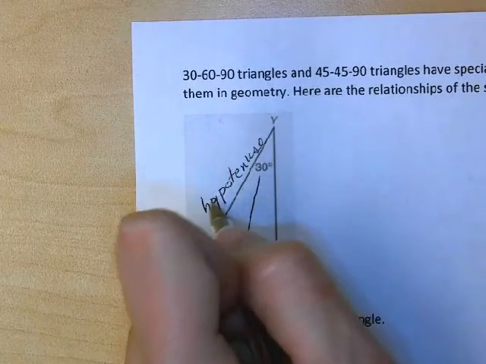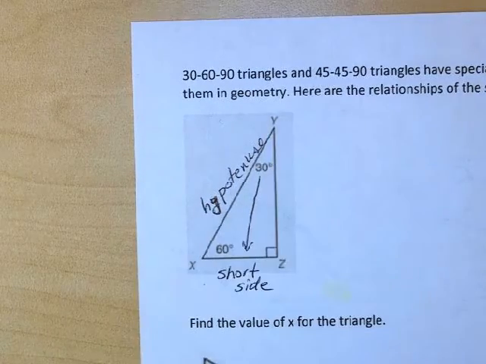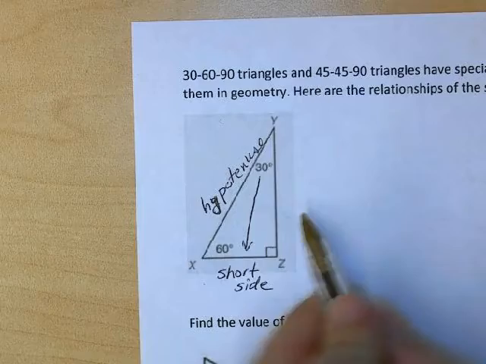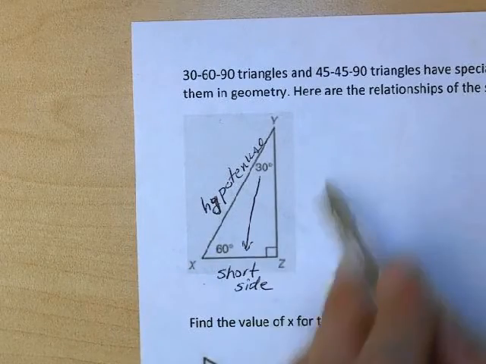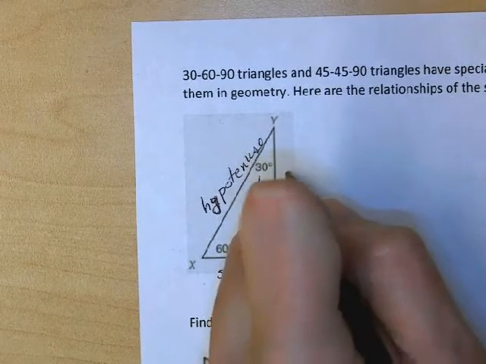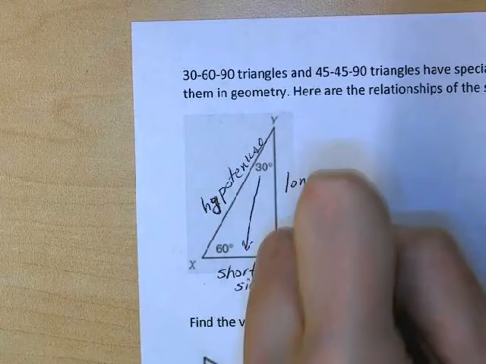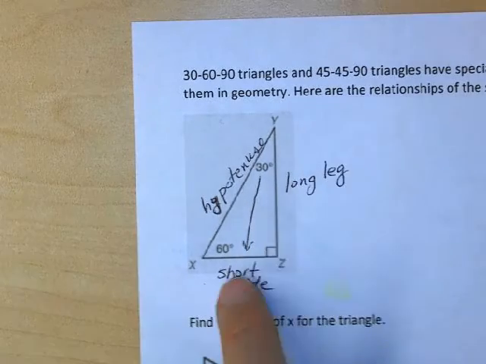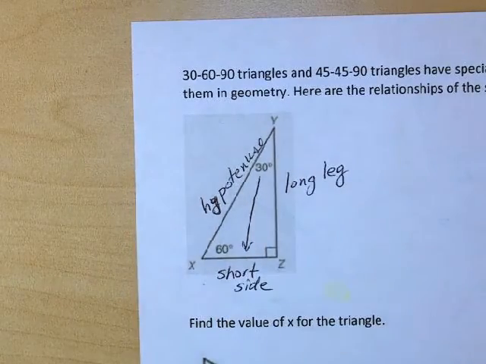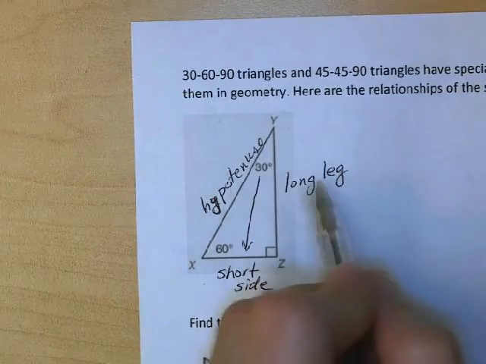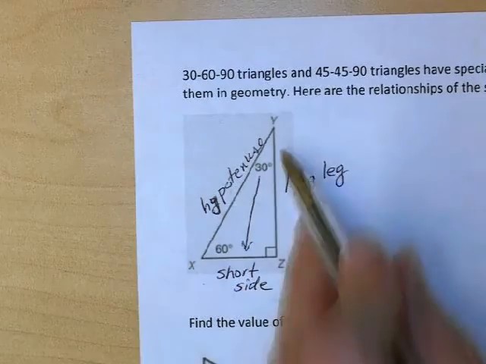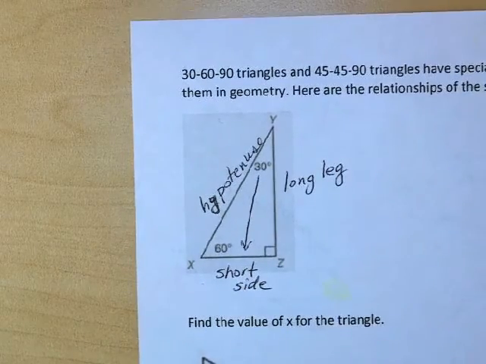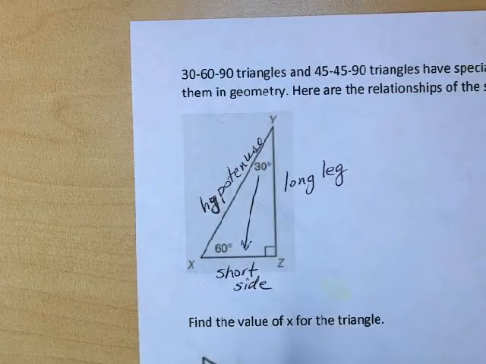Across from the 90 is that hypotenuse side. And then this is the longer leg. So we have a short leg, a long leg. I could have called it a leg, short side, short leg. Short side, a little bit longer side, and a hypotenuse. Okay, so there's a relationship between these sides.